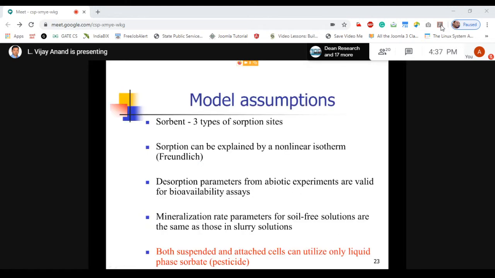The assumptions of the model are, as I already mentioned, that three types of adsorption sites are present in the adsorbent: equilibrium, non-equilibrium, and non-desorption. And we have already seen that the nonlinear Freundlich isotherm model can explain adsorption in these systems.